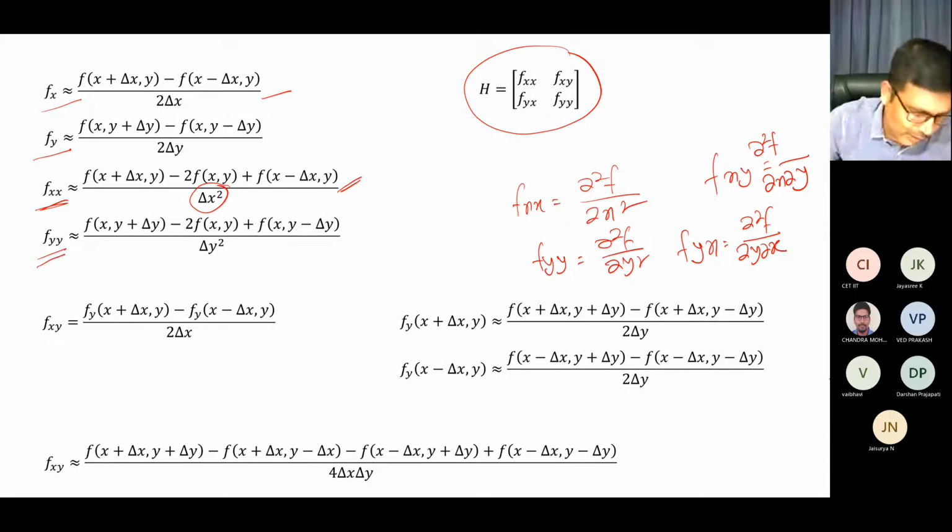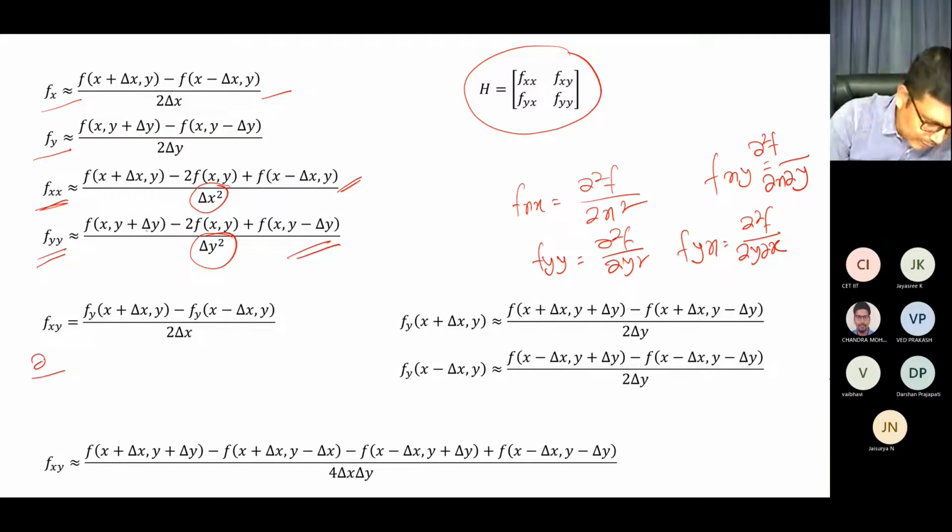Similarly, I can write del square f by del y square. So this is your del square f by del y square. So I'm writing f of x, y plus delta y minus twice f of x, y plus f of x, y minus delta y. So this is your second derivative, del square f by del y square.